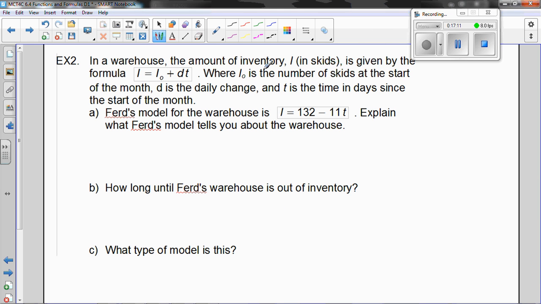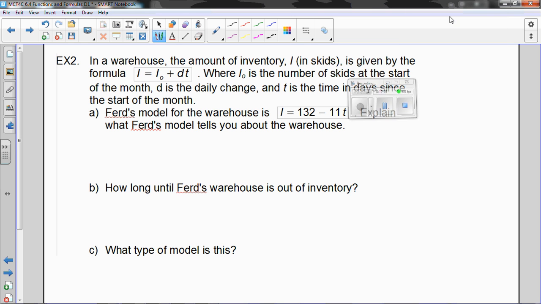In a warehouse, the amount of inventory, I, in skids, is given by that formula where I naught, or I 0, is the number of skids at the start of the month. D is the daily change, and T is the time in days since the start of the month. There's Ferd's model for his warehouse. Explain what Ferd's model tells you about the warehouse.